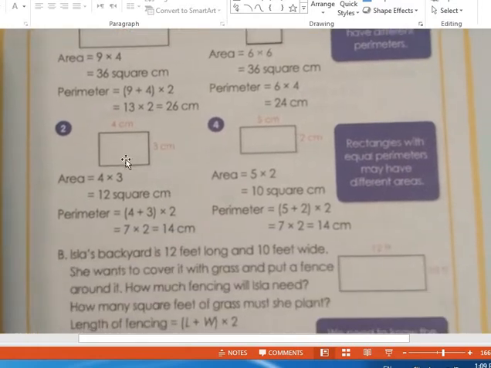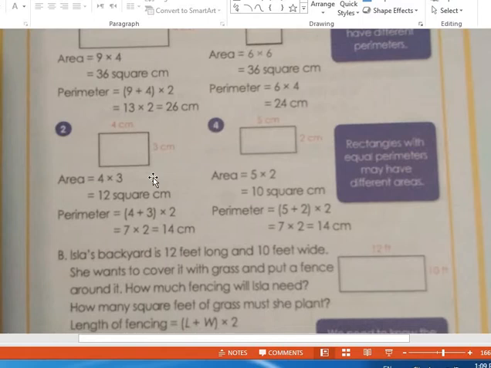Okay, here I have area equals 4 times 3, right? Length times width equals 12 square centimeters. The perimeter: 4 plus 3, all times 2. So the answer will be 14.